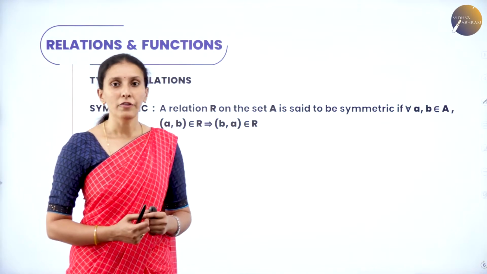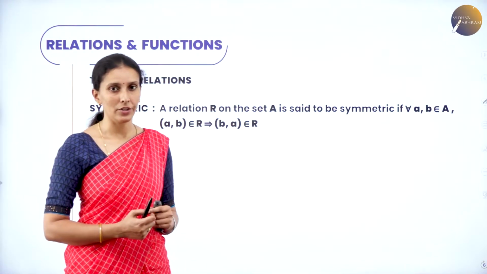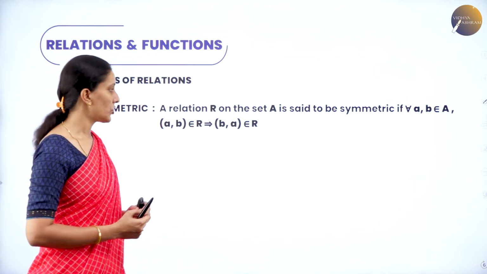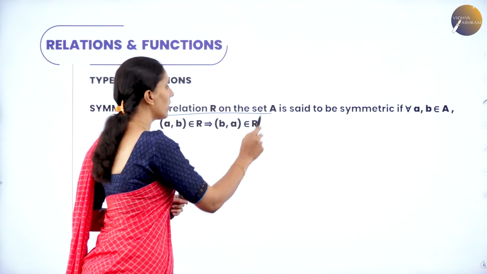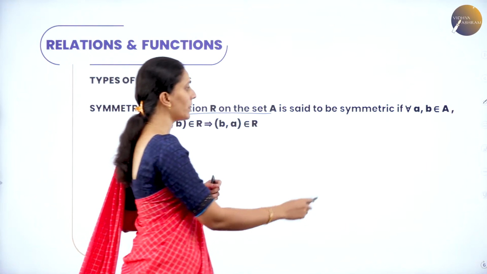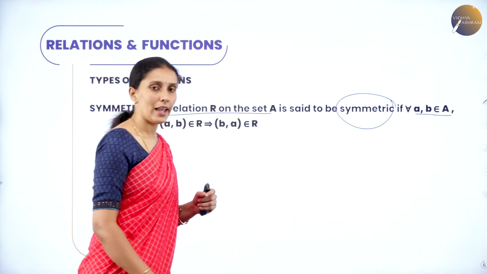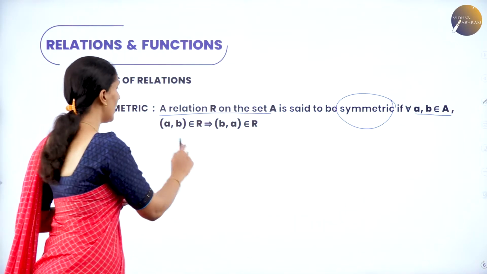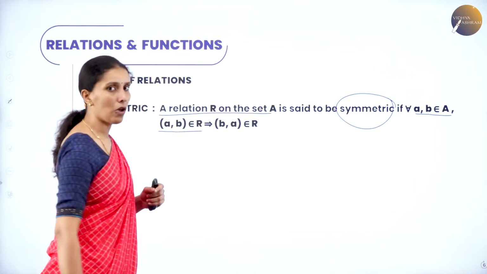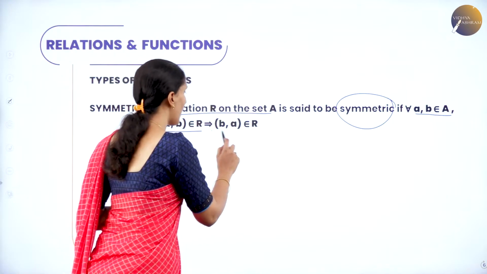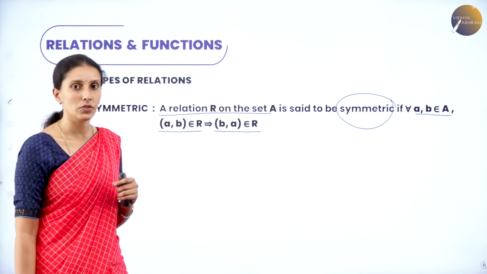So, the next type of relation is the symmetric relation. What does the symmetric relation say? A relation R on the set A is said to be symmetric if, for any two elements A, B belonging to A, suppose (A, B) belongs to R, then it should satisfy (B, A) belongs to R.